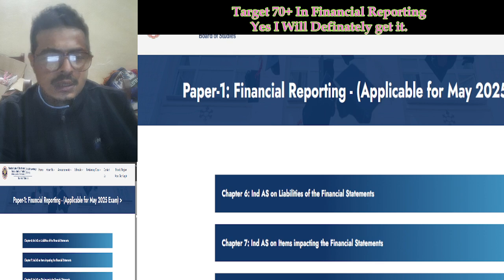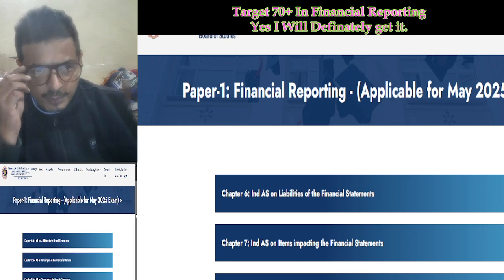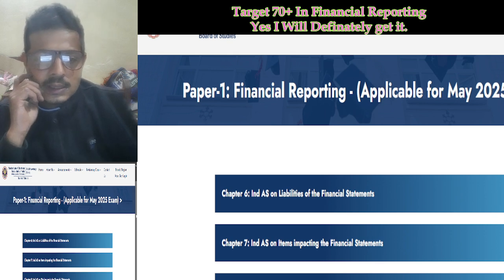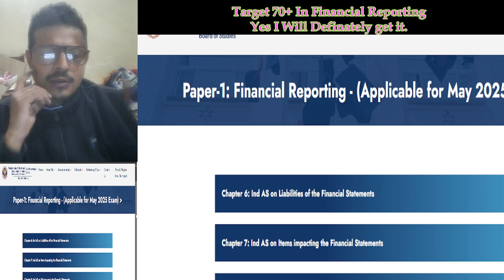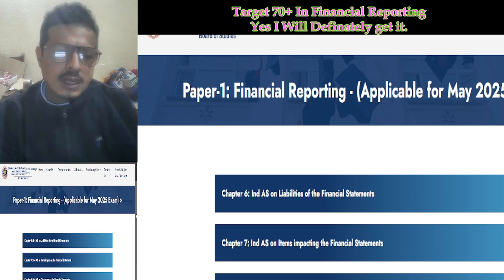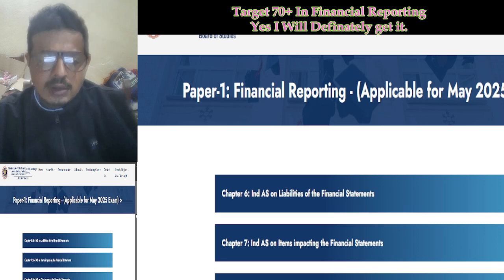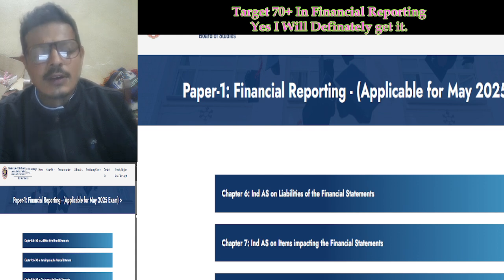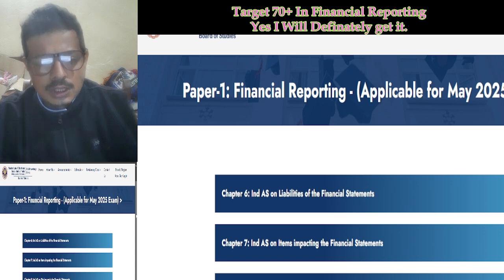First, chapter 6 of paper 1, financial reporting, is NDAs on liabilities of the financial statement. In the financial statement, there are some liabilities for the NDAs. Those are discussed under chapter 6. Then chapter 7, NDAs on the items impacting the financial statement. And chapter 8, NDAs on disclosure in the financial statement.